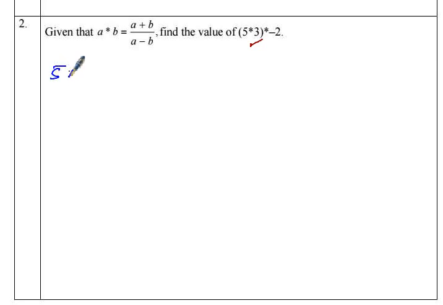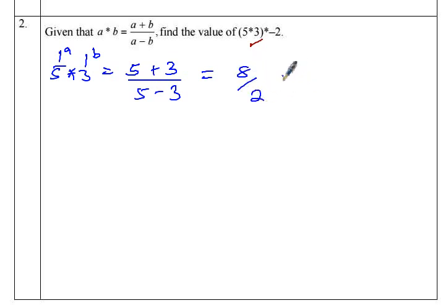So 5 star 3, this being my A, I am simply following this being my B, should be the same as A, which is 5, plus B, which is a 3, out of 5 minus a 3. And this gives me 8 out of a 2, and my final answer is a 4. Okay? Then when we get a 4, that means where we have 5 star 3, we are substituting there a 4, so that it becomes 4 star.